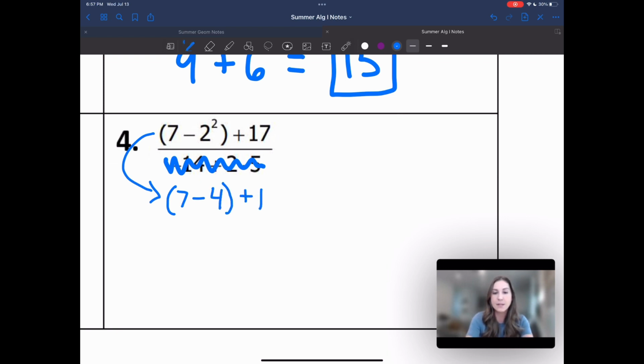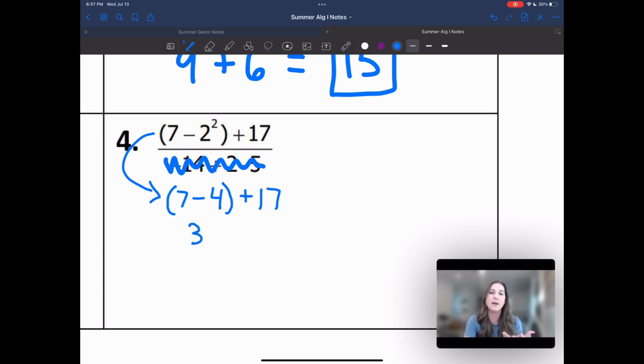Close my parentheses, plus 17. I'm just going to keep working with this numerator. Now I would finish the parentheses part by doing 7 minus 4, because everything inside parentheses has to happen first. So that's just going to become 3.